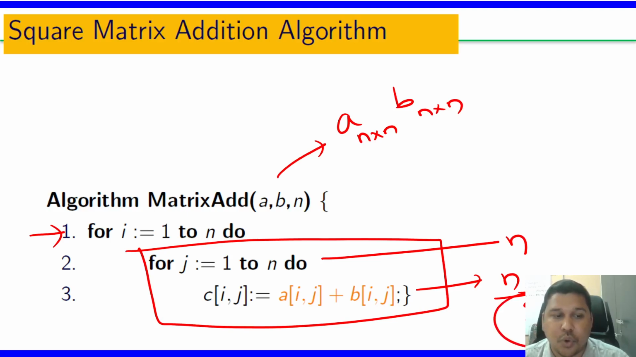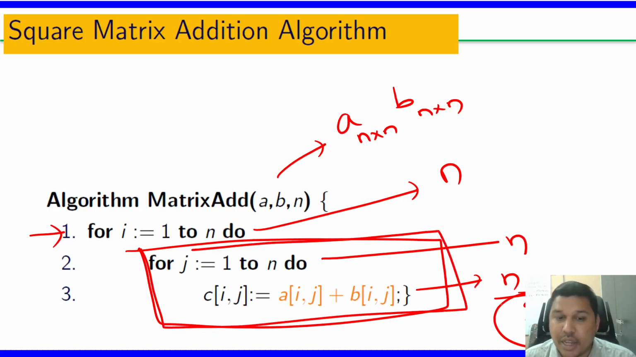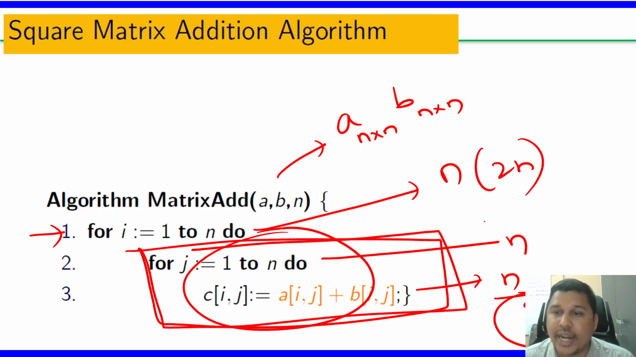Now, if you go back, if you add this first one also, I equal 1 to n. How many times will this execute? It will execute n times. It means this particular block will be executed n times. How many times is this executed? 2n times. So it is n into 2n times. That is 2n square. Okay, 2n square.